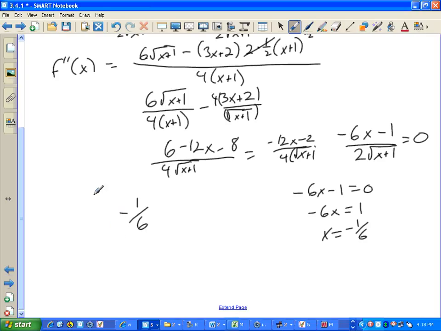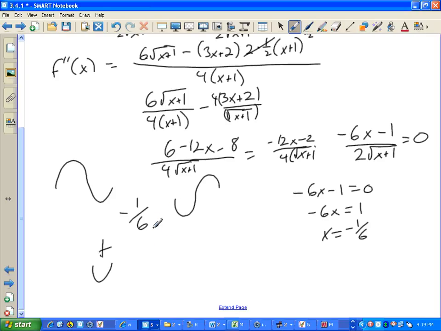So it's a point of inflection. I need to know, is it going from down to up or from up to down? So I'm going to test a point to the left of it, which would be like negative 1/2. If I put negative 1/2 in here, I'm going to get positive 3 minus 1 is positive 2, so that's positive. Negative 1/2 in here plus 1 is going to be positive. Square root of a positive is positive times 2 is positive. So I've got positive over positive, so it's positive on the left, which means it's concave up on the left.